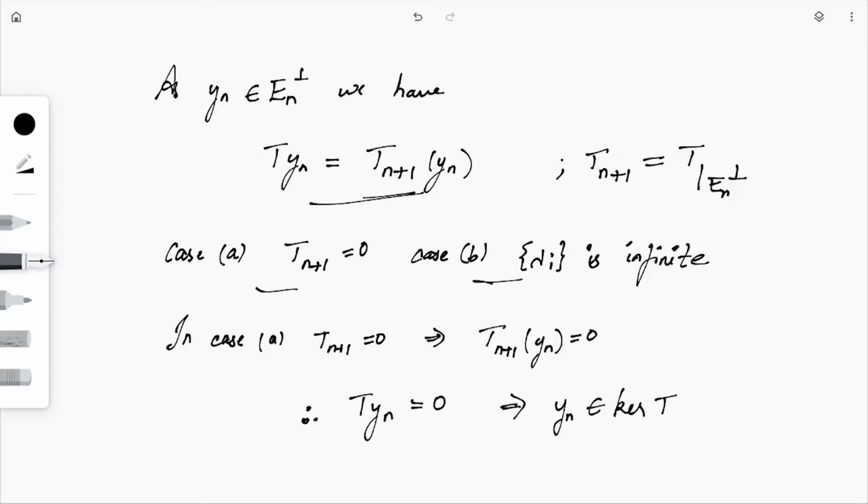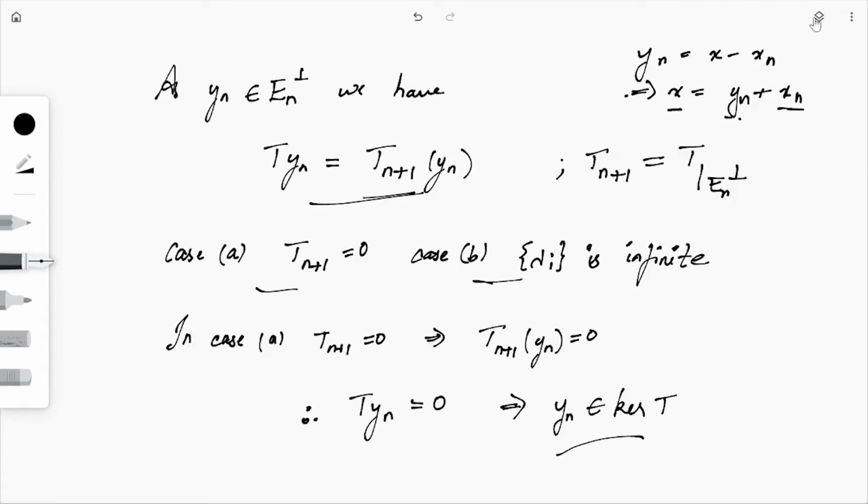And how did we express yn? yn was nothing but x minus xn, so x is equal to yn plus xn. And xn was a summation. If you recall, the first thing that we have to prove in today's theorem is that every element of the space H can be written as the sum of an element in the kernel of T plus the summation of inner product x, ei, times ei. We have seen that yn is an element of the kernel of T, and xn is nothing but that summation. So the first case we have proved.